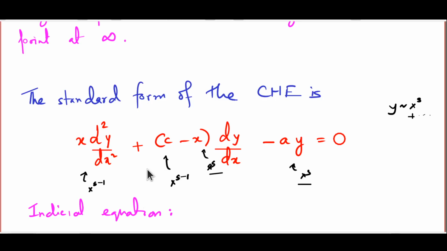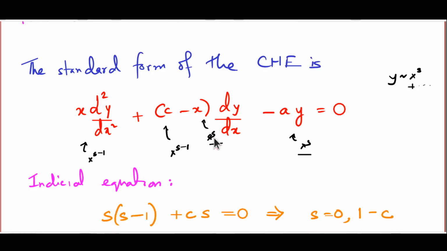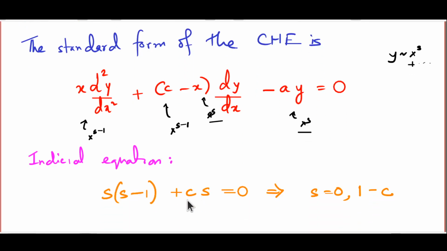You will get an s into s minus 1 from the second derivative here and a c times s from the first derivative here. So the equation is simply going to be s into s minus 1 plus cs equals 0, which gives you two possible values for s. One is s equals 0 and the other is s equals 1 minus c. So at least one solution to the confluent hypergeometric equation will be a perfectly nice regular solution. This is the one where s is 0.